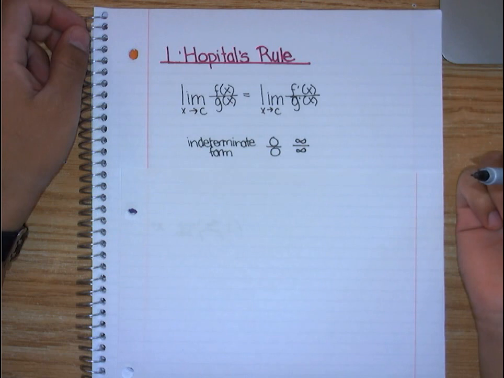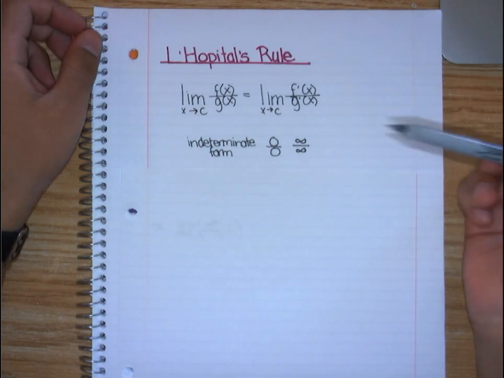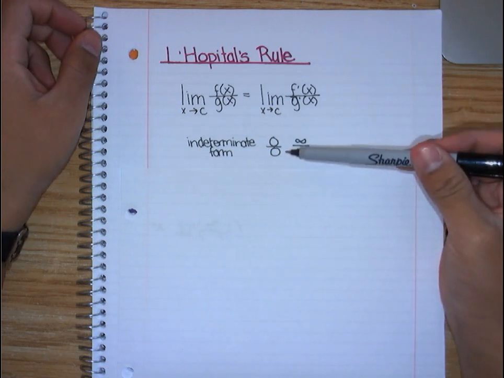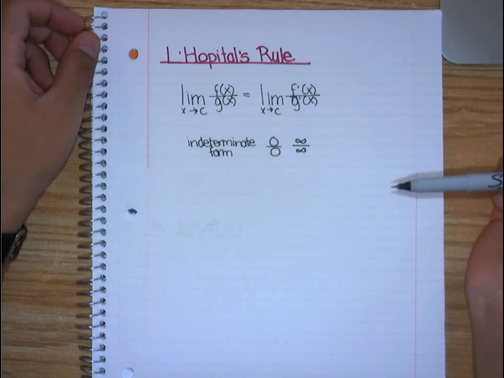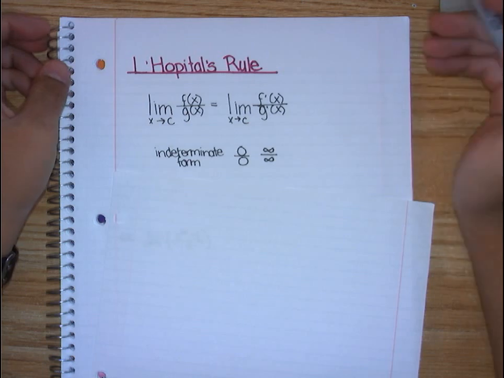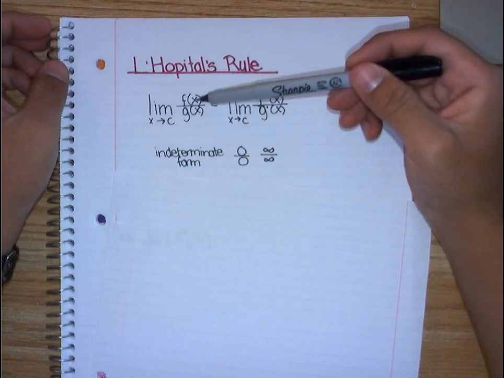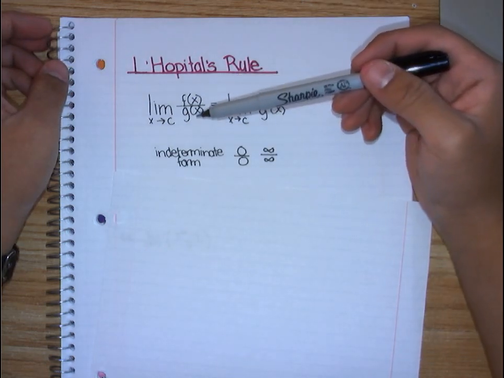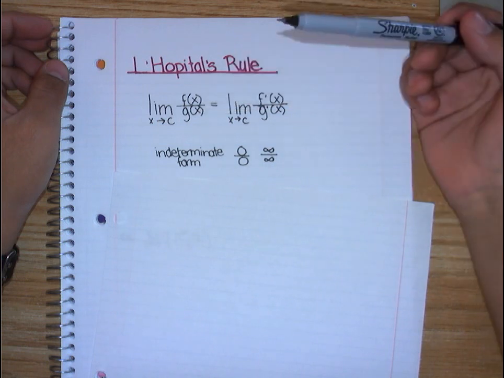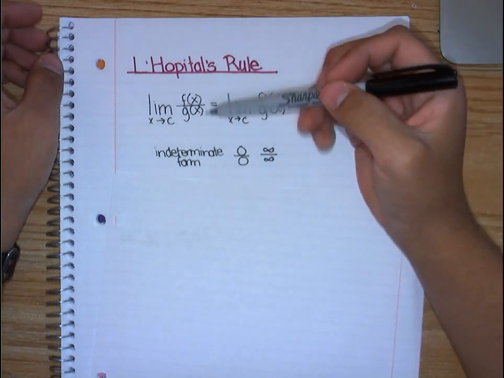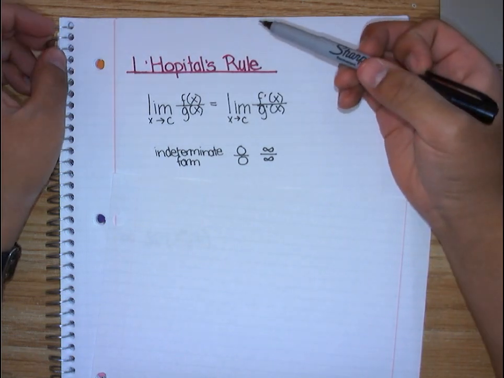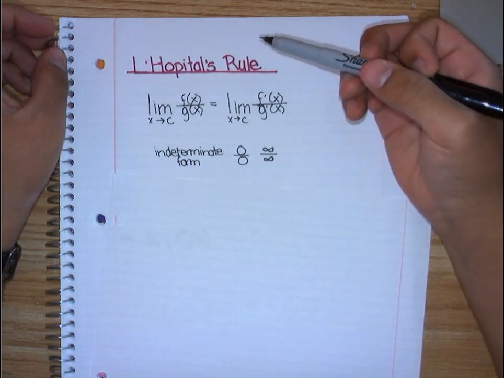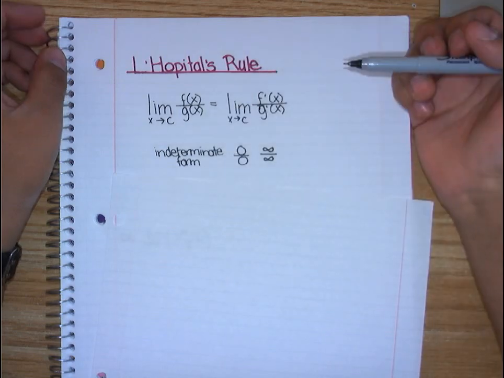This rule can only be used when you have the indeterminate form, so 0 over 0, or infinity over infinity, or negative infinity over negative infinity. In L'Hopital's rule, both functions f and g have to be differentiable on the open interval from a to b, except when x is c, it is not differentiable, and g prime of c cannot be equal to 0 for all x's within that given interval.